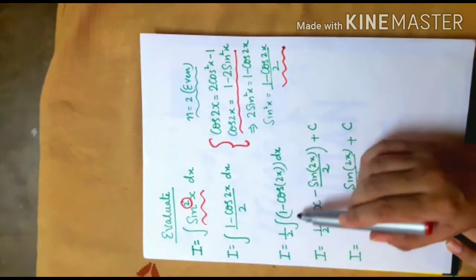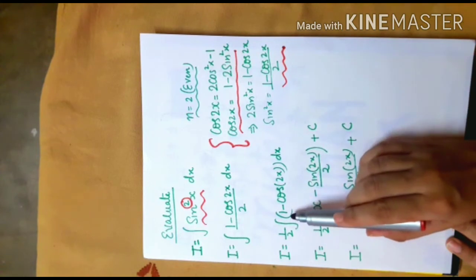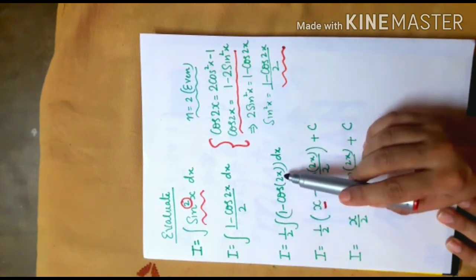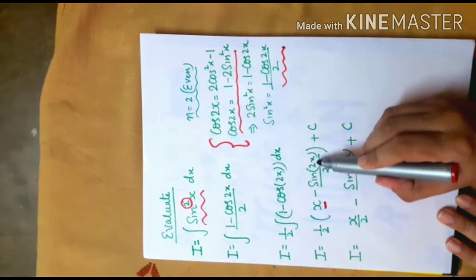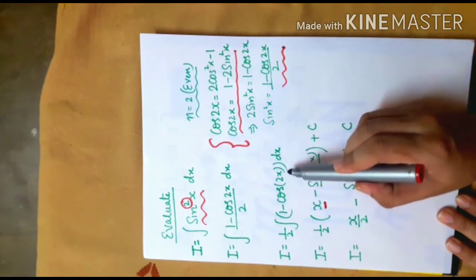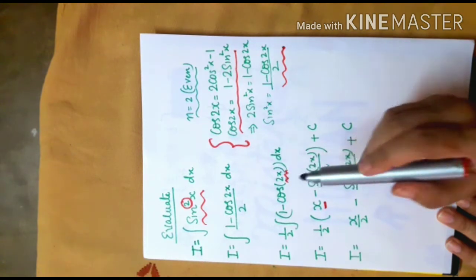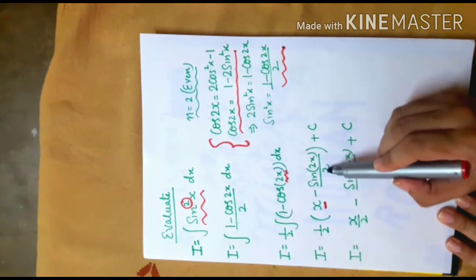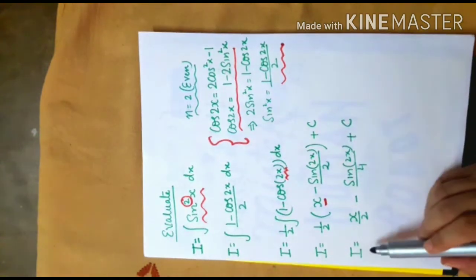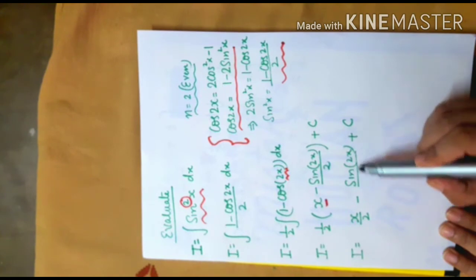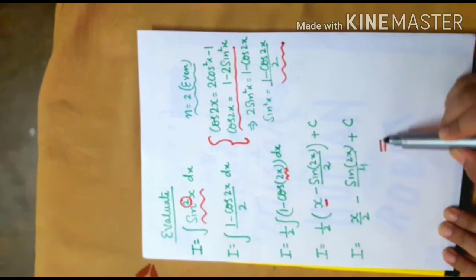Now can you integrate this? Yes, integral of 1 dx will be x, and integral of cos 2x will be sin 2x, and do not forget to divide it by the derivative of 2x, which is 2. So I'll get sin 2x over 2 plus c. So here I'll get I equals x by 2 minus sin 2x over 4 plus c.